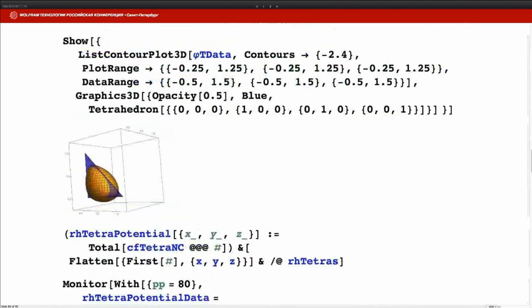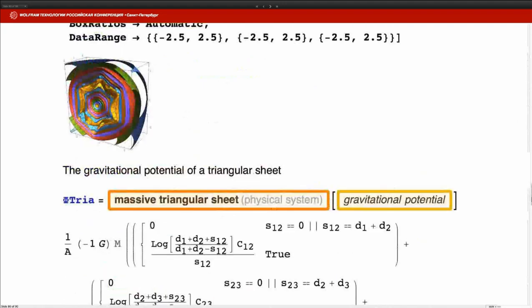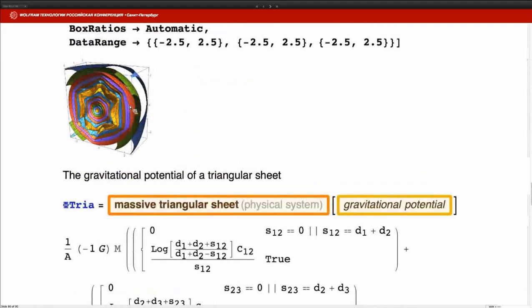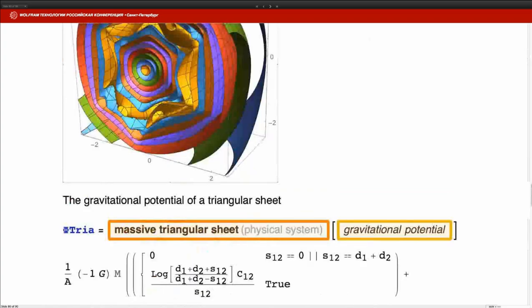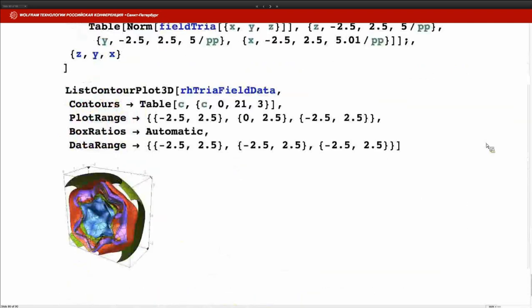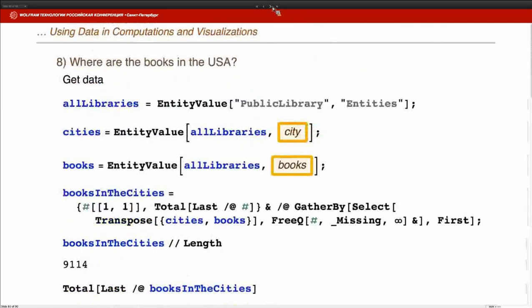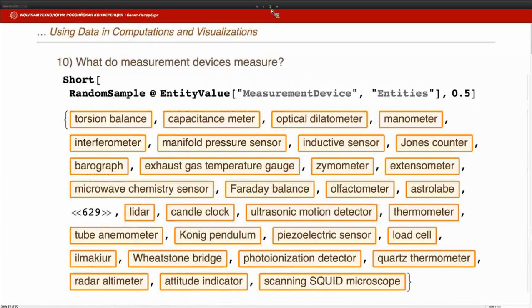Fully expanded, it's a pretty big formula of around 4 megabytes. But then you can visualize it. And here is basically the equipotential lines of a Wolfram Alpha logo. And then you could continue and fly satellites around it. Let's skip this one in the interest of time.